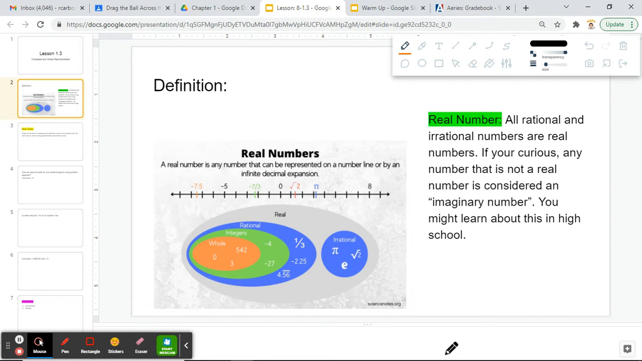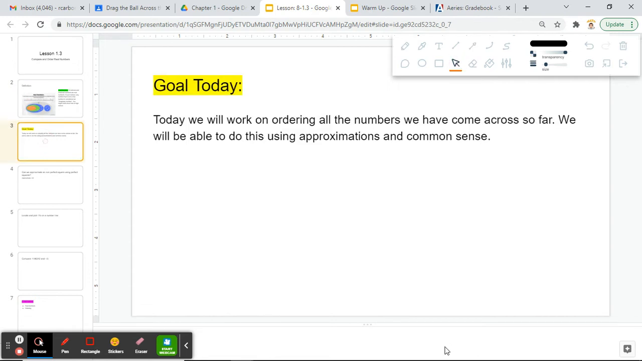And then we do have numbers out there that are not real numbers. Those are called imaginary numbers, but we're not going to learn about them this year at all. Those would be learned in high school. Just know that real numbers are both rational and irrational numbers, and if it's a real number, it can be graphed on the number line. All right, everybody. Our goal today is to work with ordering all the numbers we have come across so far. We will be able to do this using approximations and also a little bit of common sense.